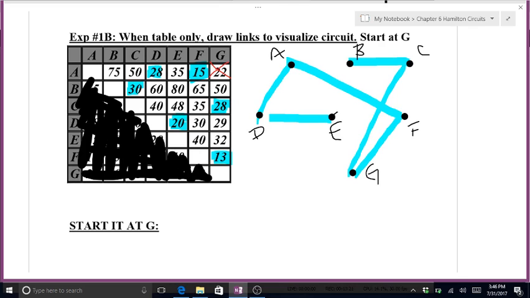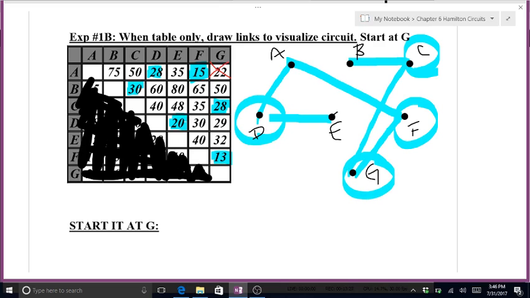Notice again, every one. This one has 2, this one has 2, this one has 2, this one has 2, this one has 2, which means I need to close this off, so I need to connect B and E, which is that number right there.